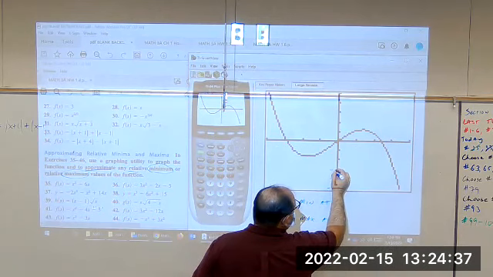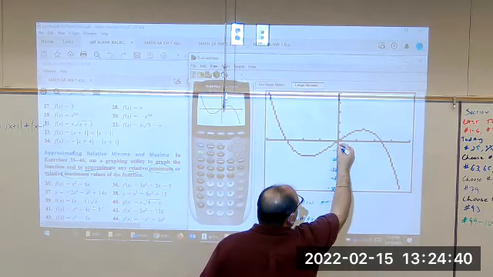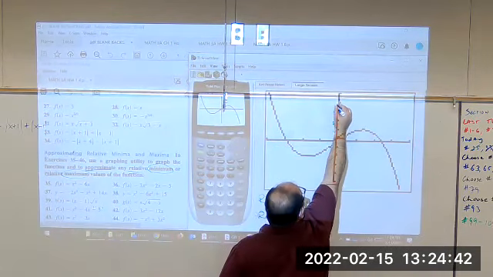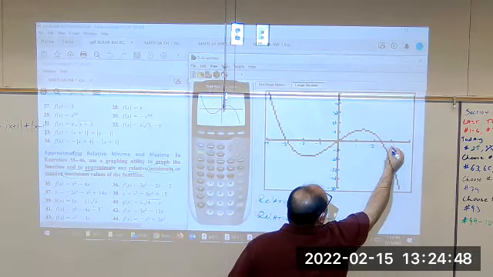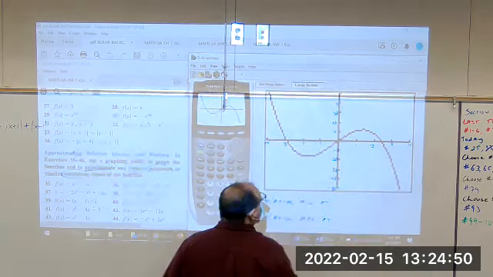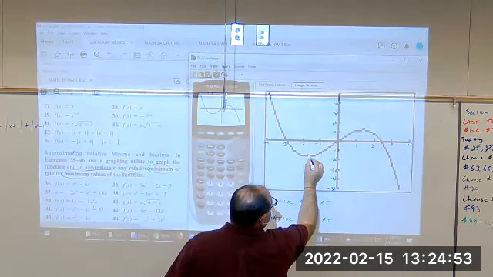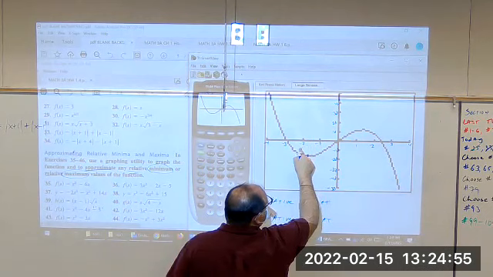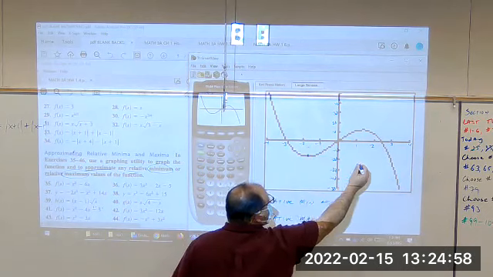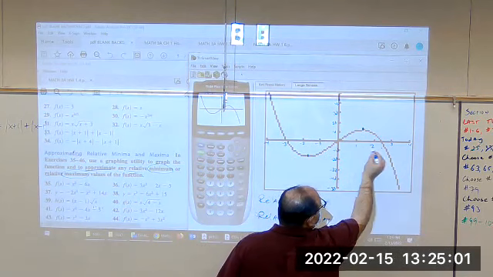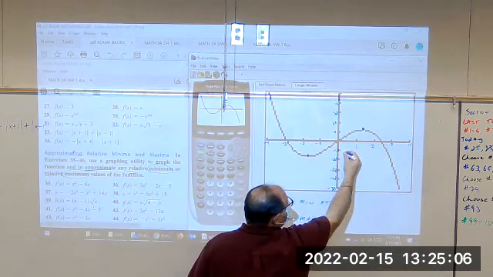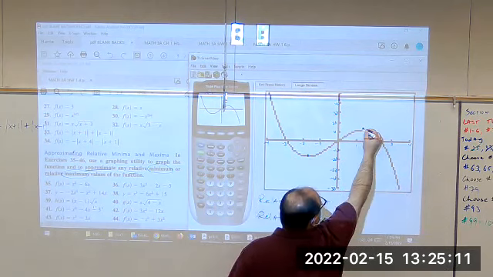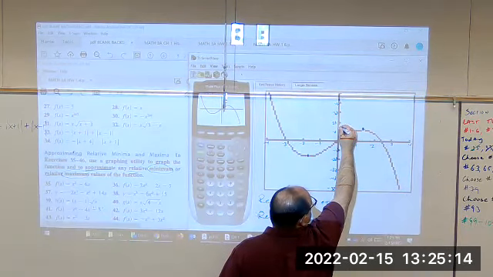-50, -40, -30, -20, -10, 10, 20, 30, 40, -1, -2, -3, -4, 1, 2, 3, 4. So it looks like the relative minimum is between -2 and -1. Looks like the relative maximum is between 1 and 2. It looks like the relative minimum is basically between -10 and -20. And it looks like the relative maximum is between 10 and 20.